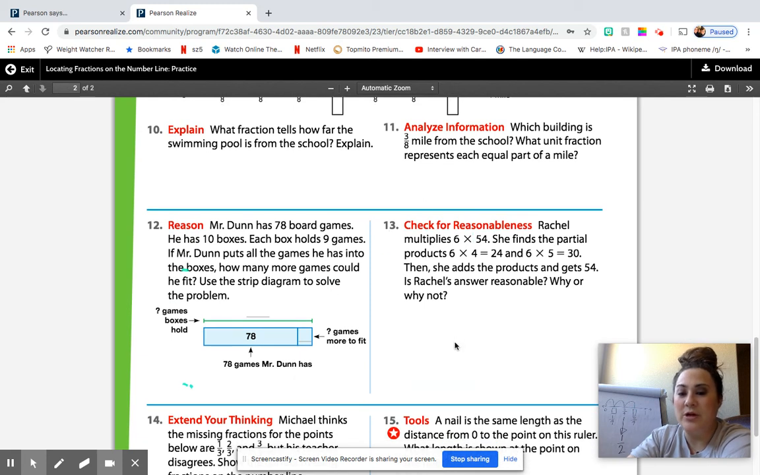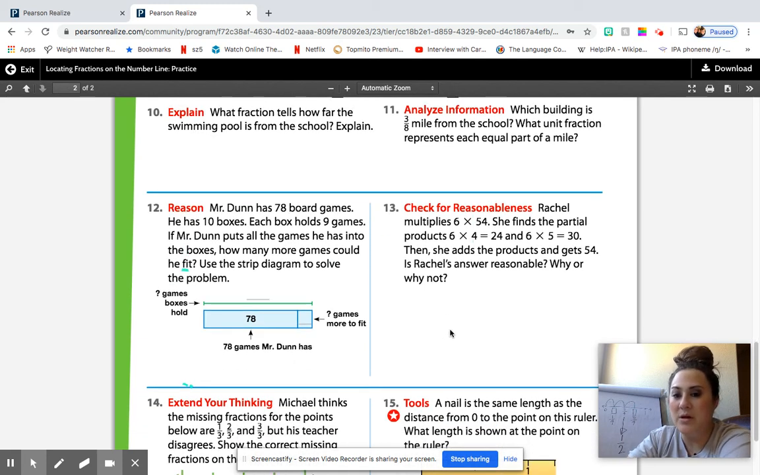Now let's look at number 13. It says Rachel multiplies 6 times 54. She finds the partial products 6 times 4 equals 24 and 6 times 5 equals 30. Then she adds the products and gets 54. Is Rachel's answer reasonable? Why or why not? This is review, nothing to do with our number lines. We are talking about multiplication. Remember those partial products. I will post an anchor chart that reviews what partial products are, so you can refer back to that to check your work.